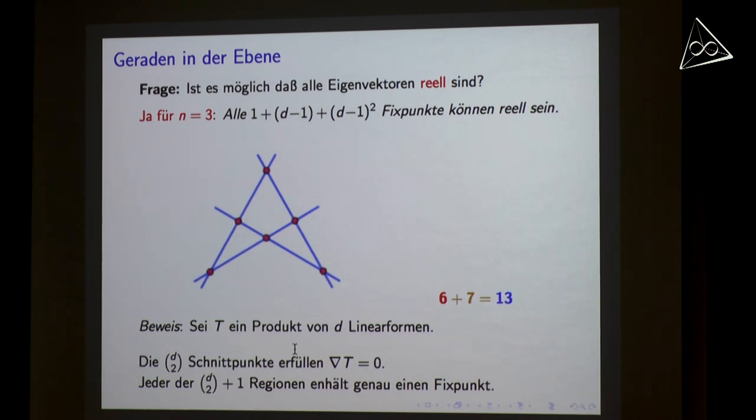Now that completes the proof, right? Because in general, there are d choose two plus one regions. The sum of these two numbers is the upper bound. I've constructed this many real eigenvectors. The number of real eigenvectors I constructed matches the complex upper bound, so therefore it's attained.